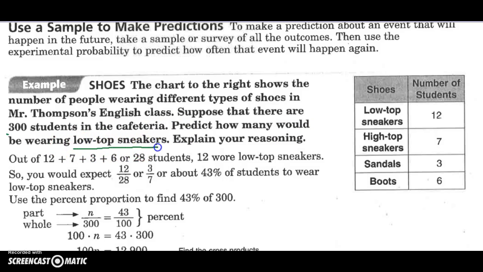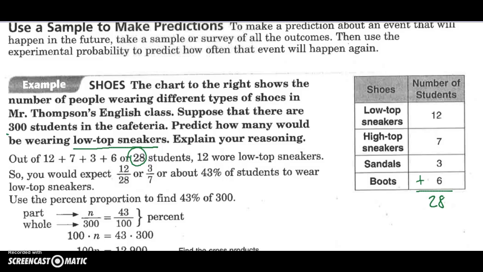Okay, so we're basing this off of Mr. Thompson's English class. So first we need to figure out how many people are in Mr. Thompson's English class. And they've done the math here for us. So there's 28 total. So I was going to add them up over here. 28 students total. And low top, that was 12 out of 28. 12 out of 28 is 3 out of 7, or 43%. So we're going to assume that Mr. Thompson's English class is a good sample of what most kids in the school would do.